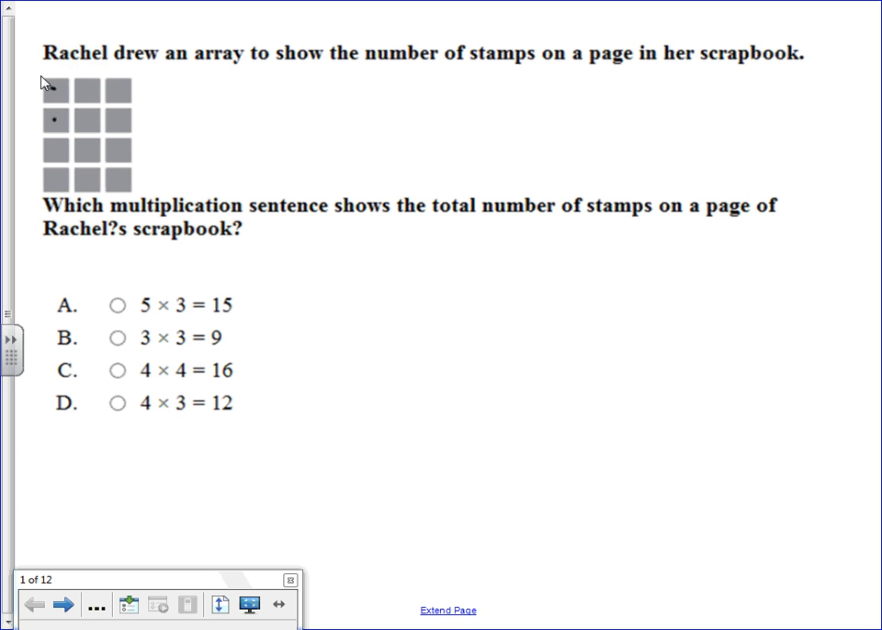We have 1, 2, 3, 4 rows with 1, 2, 3 items in each. So that would be 4 times 3 equals 12. Who can use the commutative property of multiplication and give me the other multiplication fact for this array? Christina.